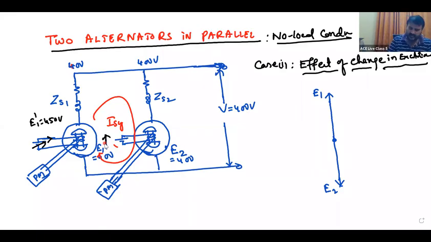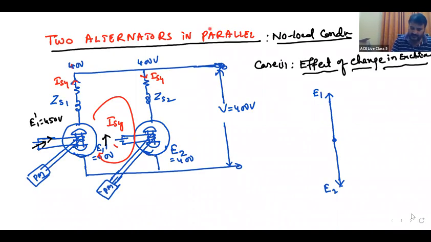So, this current ISY is coming, but ISY is delivered by the first machine, whereas ISY is absorbed by the second machine. Now, this ISY is equal to how much? ISY is equal to E1 dash minus E2 divided by ZS1 plus ZS2 in the circuit. Apply KVL. The potential difference is E1 dash minus E2, divided by ZS1 plus ZS2.